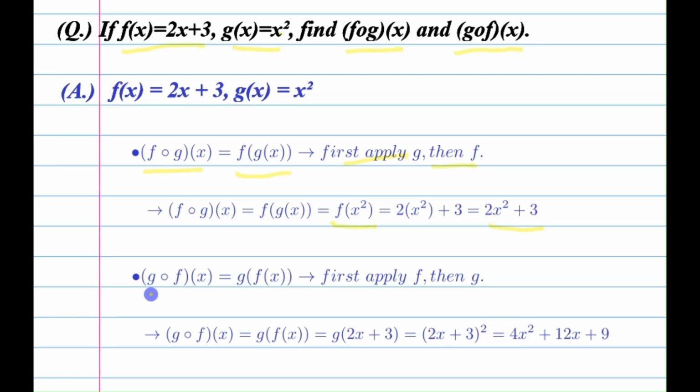Now g composition f of x can be written as g of f of x, which means first apply f, then g, which is equal to g of 2x plus 3, which is (2x plus 3) whole square, 4x square plus 12x plus 9.